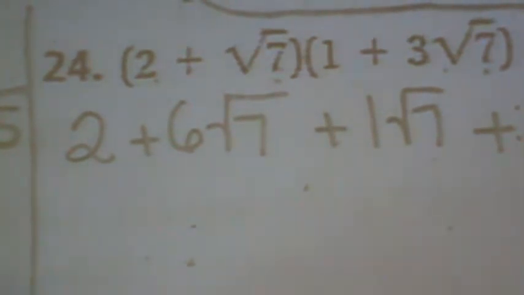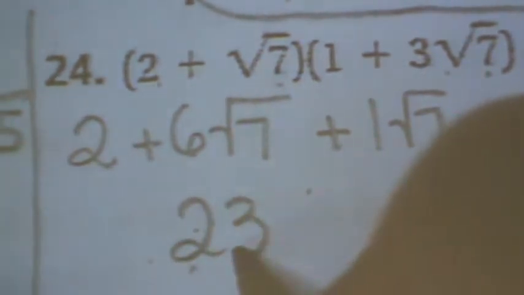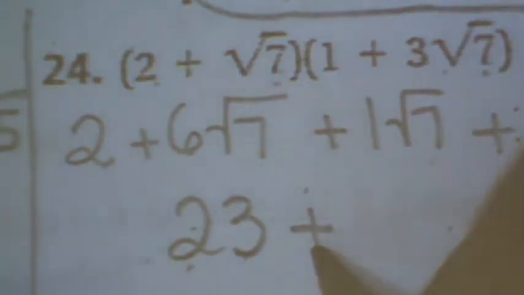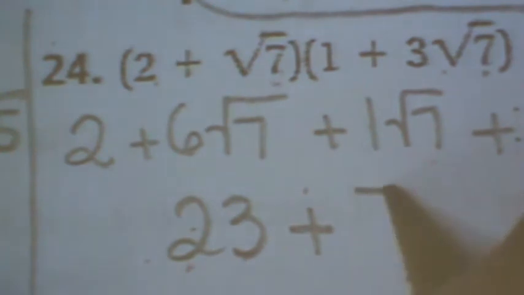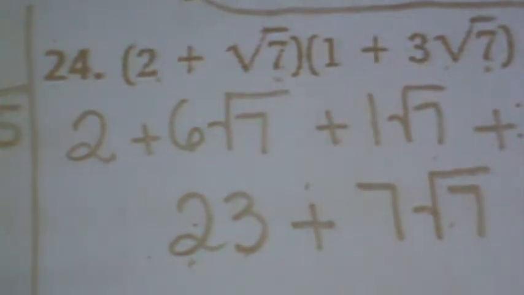Now what combines? 2 plus 21 is 23. And 6 root 7 plus 1 root 7 is 7 root 7. Okay.